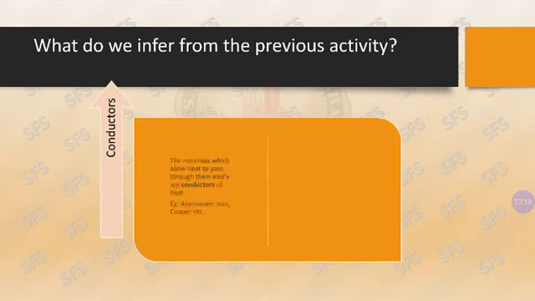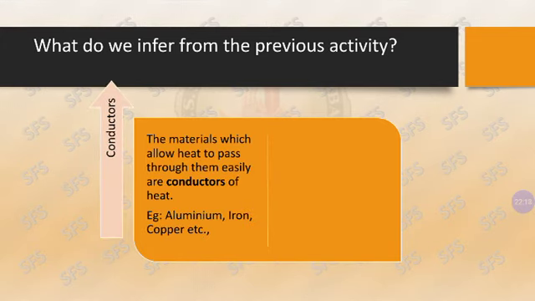We can say the material which allows heat to pass through them easily. Those materials which can conduct the transfer of heat easily, we call them conductors. Example, as I said, aluminium, iron, copper, etc. In general, almost all the metals will conduct heat.